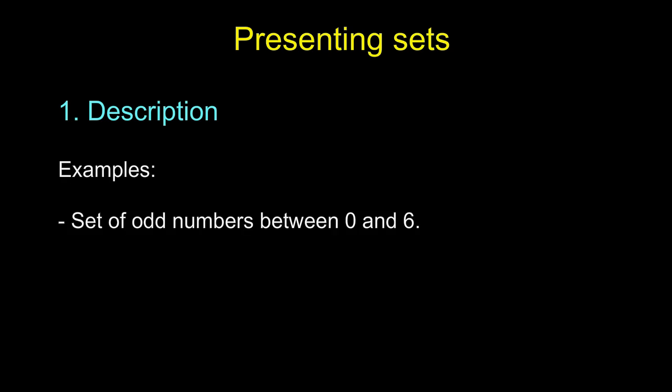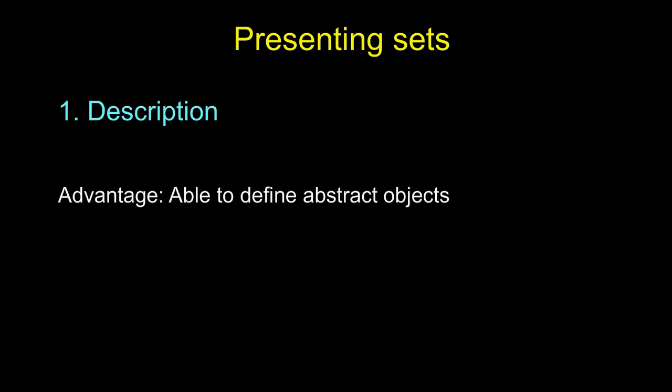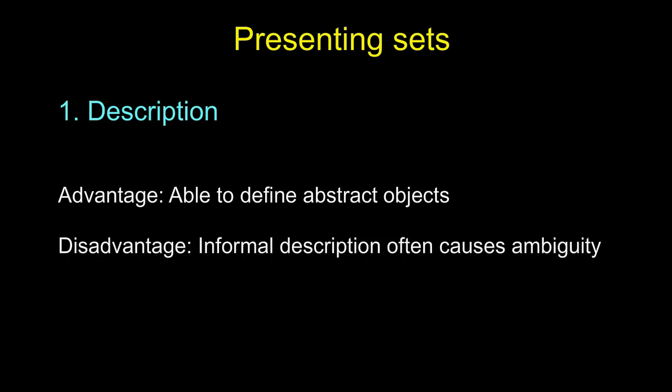Number 1. Description. Example, the set of odd numbers between 0 and 6. Another example, the set of integers between 0 and 5. An advantage of description is that it can define a set of abstract objects in a sentence. But description sometimes can cause ambiguity.